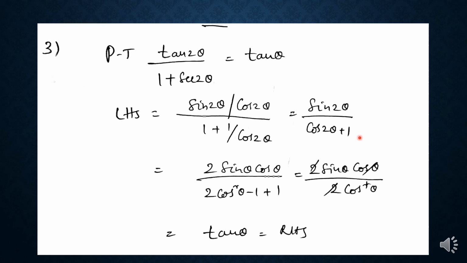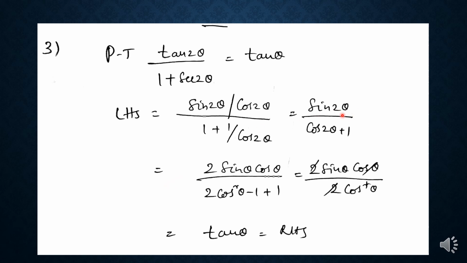So tan 2 theta can be written as sin 2 theta by cos 2 theta divided by 1 plus secant 2 theta, which can be written as 1 by cos 2 theta. So by taking LCM, the denominator term becomes cos 2 theta plus 1 divided by cos 2 theta. Here also sin 2 theta by cos 2 theta. These two denominators will get cancelled. Cos 2 theta cancels. Then we will get sin 2 theta by cos 2 theta plus 1. Now by applying the sin 2 theta formula and cos 2 theta formula, we will get the result.